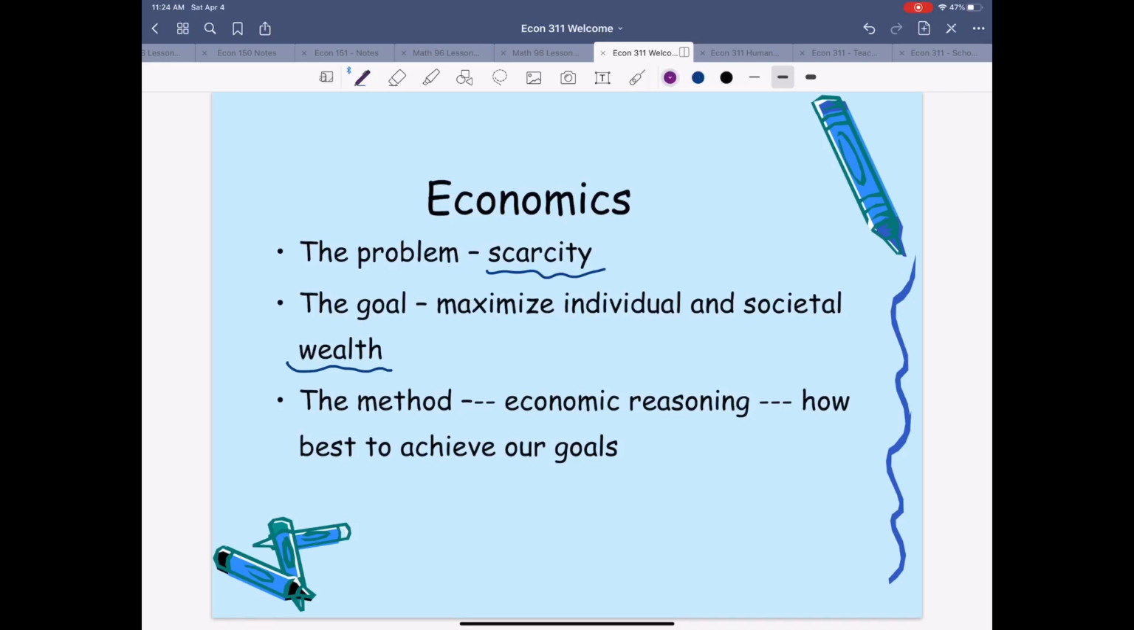And this is going to be our focus. And this is really what we want to teach our students. Economic reasoning. How do we weigh costs and benefits accurately? That's our process that we want to teach our students so that they will be good decision makers.